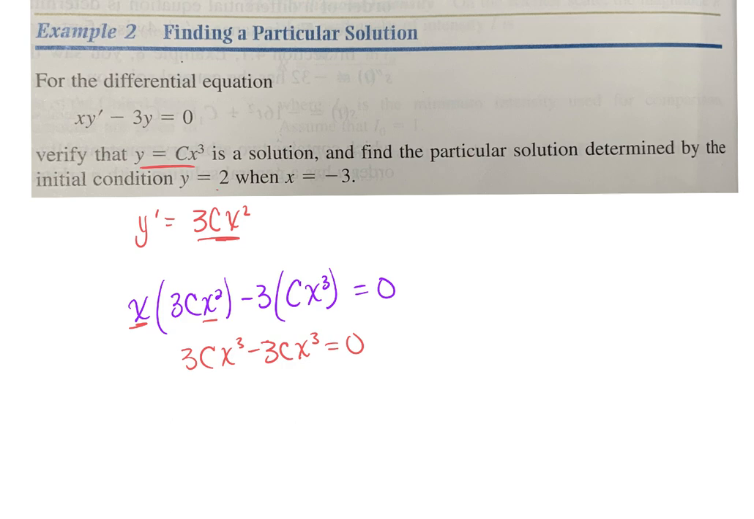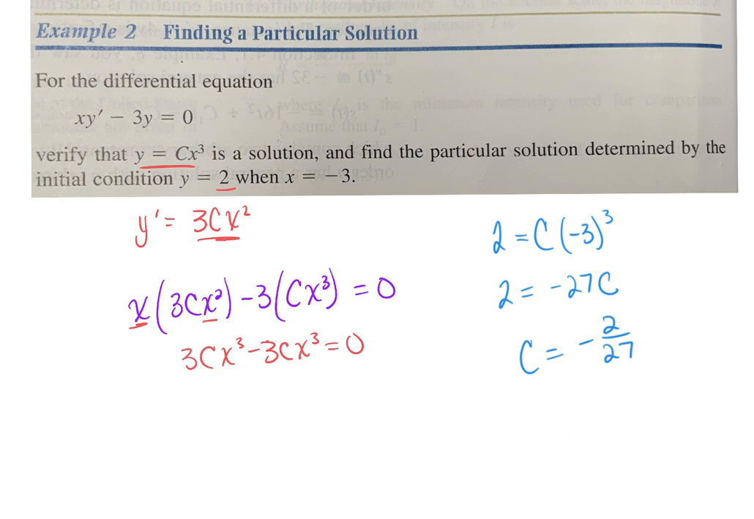So when y is 2, we're going to take that and plug it in for y. That equals c. What is x? X is negative 3 cubed. And then we just do basic solving, right? Negative 27 times c, divide by that. C is going to equal negative 2/27, all right? Negative 2/27. And so now we have a particular solution here.